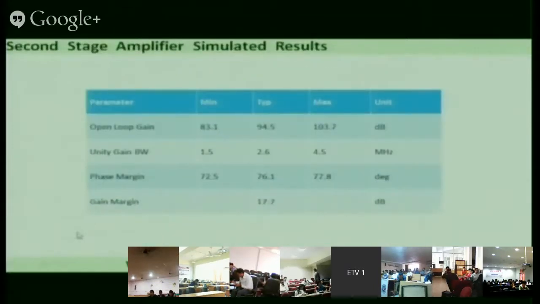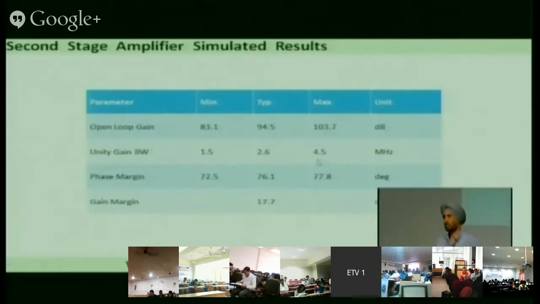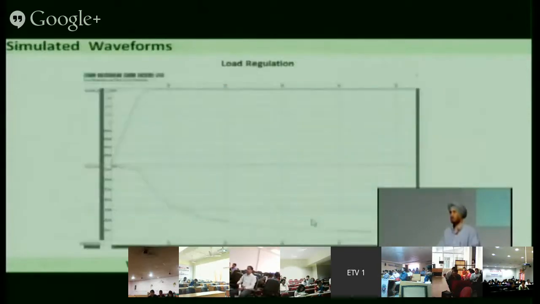Now these are the results which we have got. These are the simulated results of the second stage amplifier. The open loop gain is 83 dB, maximum is 103, minimum is 83, and unity gain bandwidth is 4.5 megahertz, phase margin 77 degree, and gain margin is typically 17.7 dB. So these are the results of the second stage amplifier.